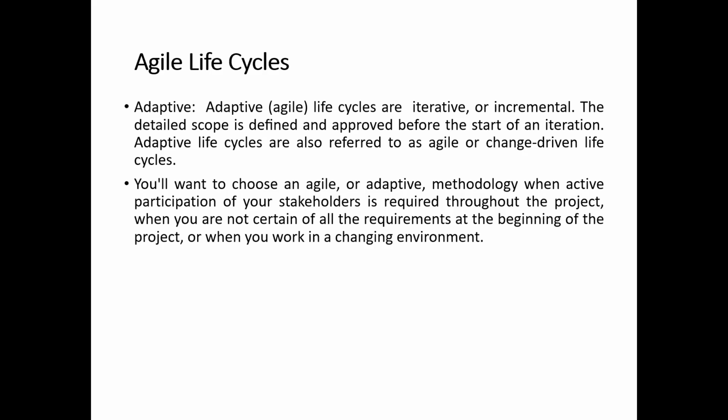You want to choose an agile or adaptive methodology when active participation of a stakeholder is required. If the participation of the stakeholder is required throughout the project, then it is called an agile or adaptive life cycle. Also when you are not certain of the requirements at the beginning of the project, or when you work in a changing environment.